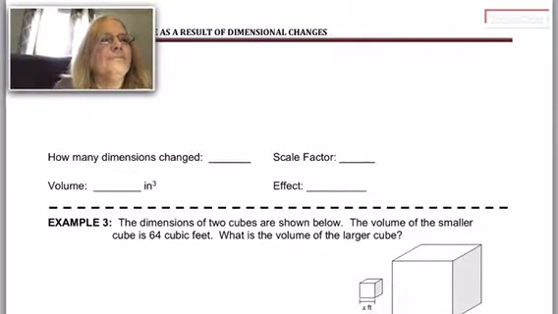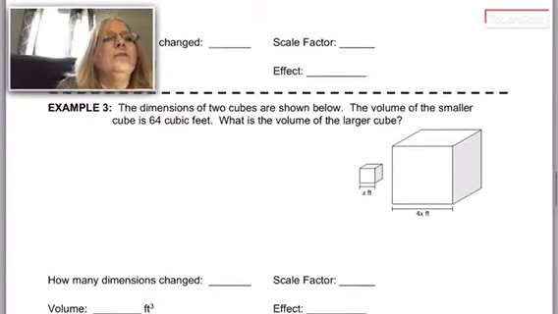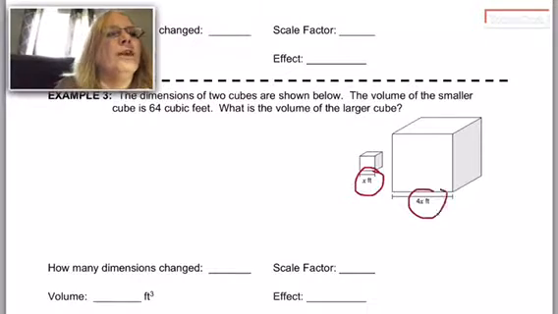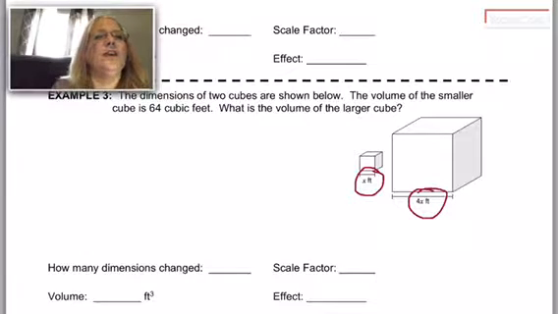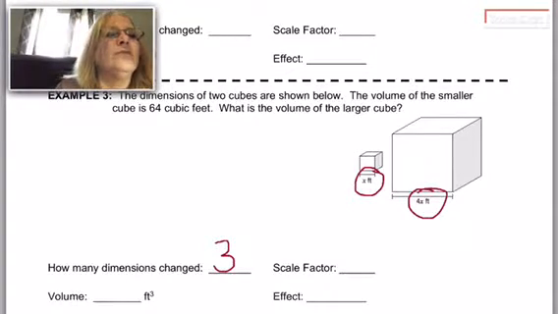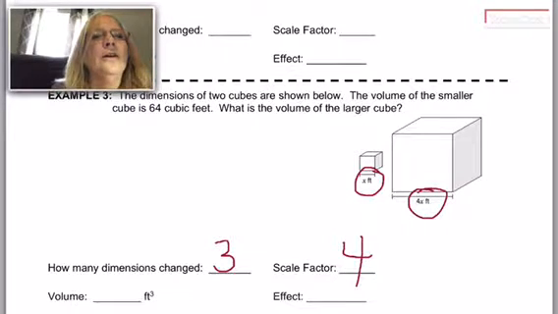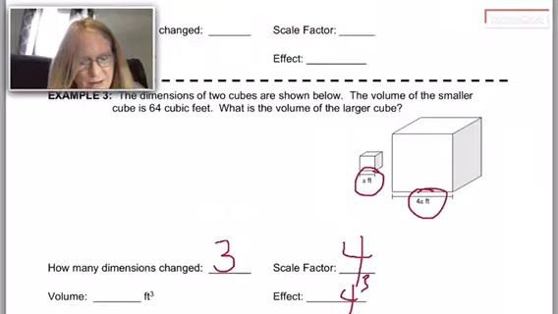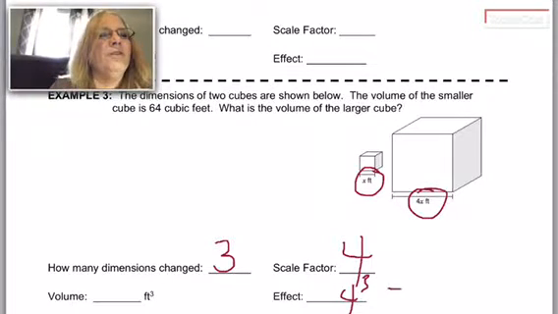All right? Now here they just show us that the dimensions are x and 4x. So we really could throw numbers in if we want, but how many dimensions changed? Well, it's a cube, so they all had to change, all 3. Well, the scale factor, if one is x and one is 4x, the scale factor is 4. So our new volume is going to have to be an effect of 4 to the power of 3. And 4 to the power of 3 is 64.